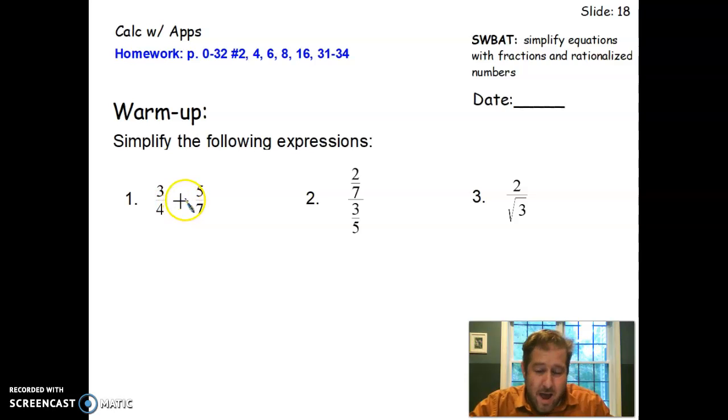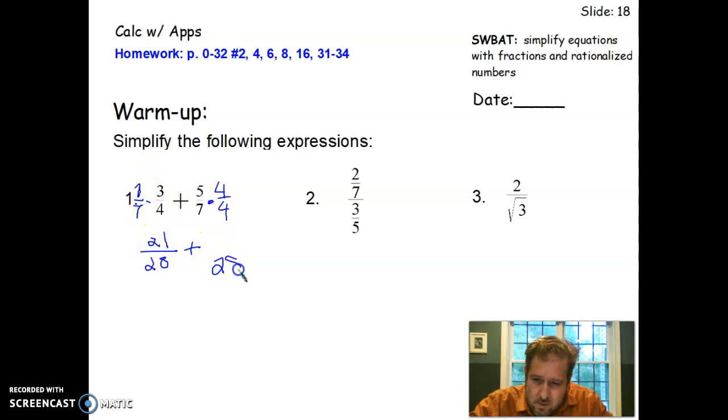Whenever you're adding or subtracting fractions, you have to have like denominators. Now 4 and 7, the lowest common multiple would be 28. So I would need to multiply this by 7 over 7, and I'm going to multiply this side by 4 over 4. 4 times 7 is 28, 7 times 3 is 21. So this is the same as this. Added to this, it is also going to be over 28, 5 times 4 is 20.